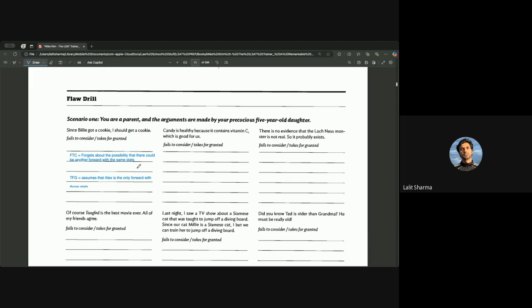So whenever you get a question that has fails to consider or takes for granted, you can think about it in these ways. Fails to consider, you think about as forgets about or doesn't think about, and takes for granted, you think about as assumes. Just one word, assumes. That's a very simple way to think about those two. Okay, now let's do the actual drill. Let's do a couple of them, and then I want you to do all of them after on your own time.